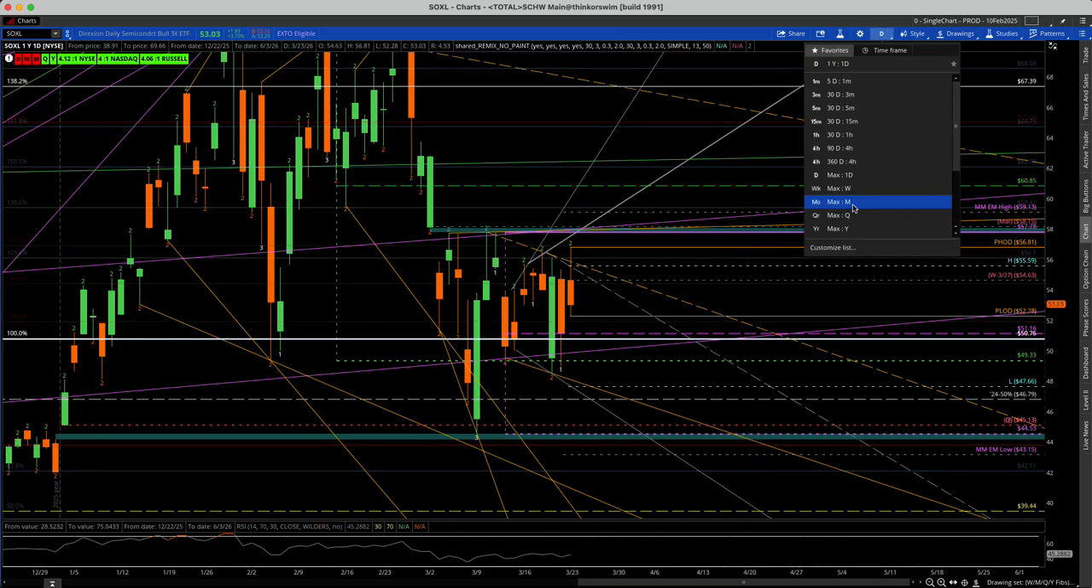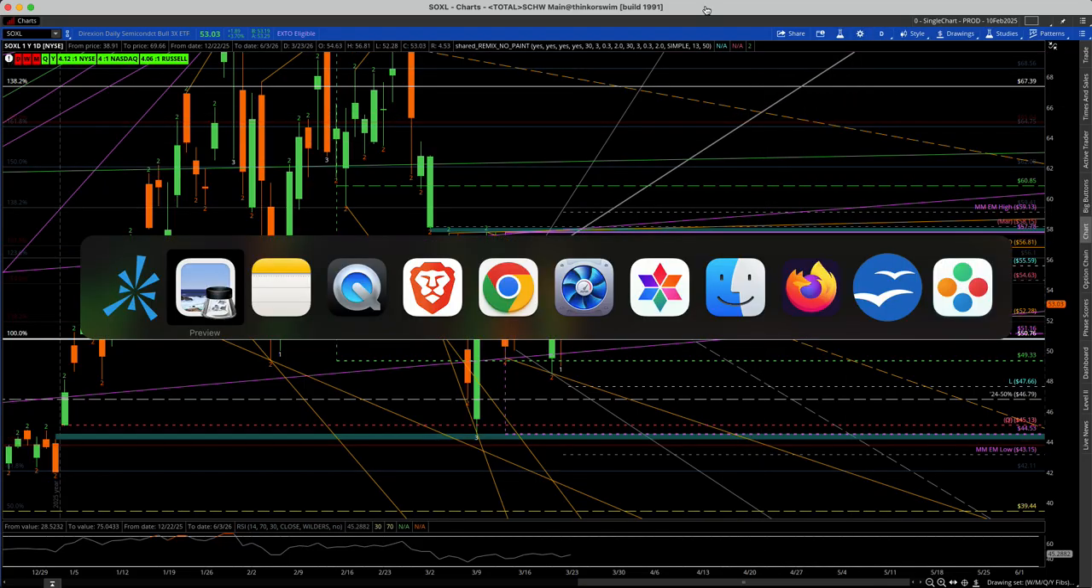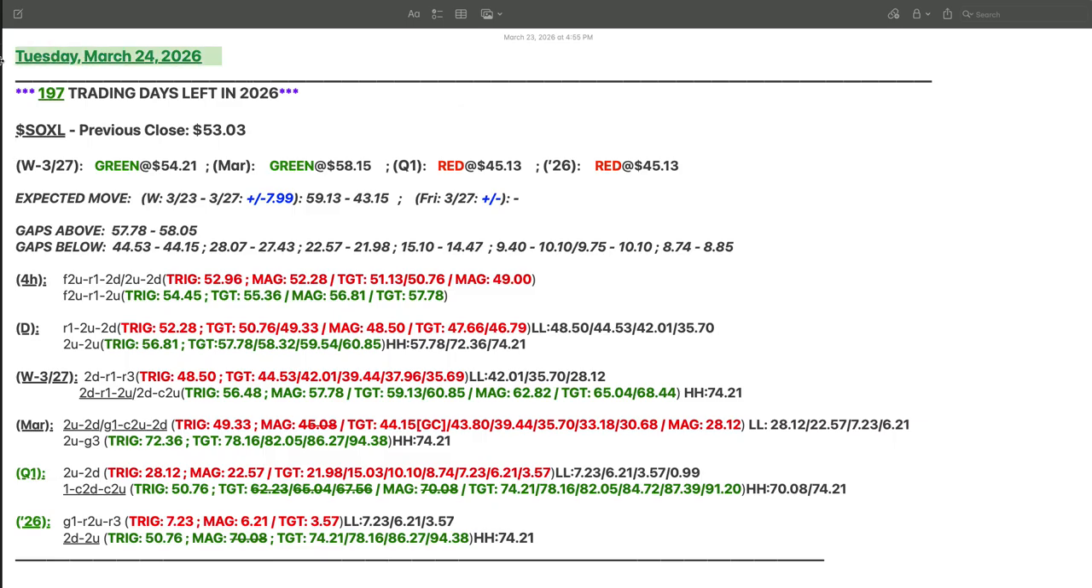Let's go ahead and go to the notes here. We've been looking at charts quite a bit, right? So for Tuesday, March 24th, 2026, there will be 197 trading days left in 2026. And we know that the close on Monday, March 23rd was 53.03. What that means is that leaves us red on the week, right? The week opened at 54.21. So in order for the week to go green, it's got to get to 54.21.